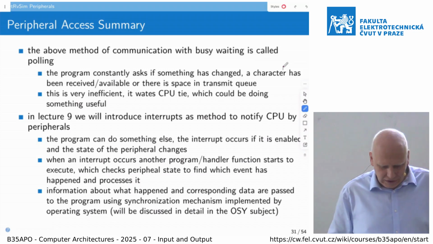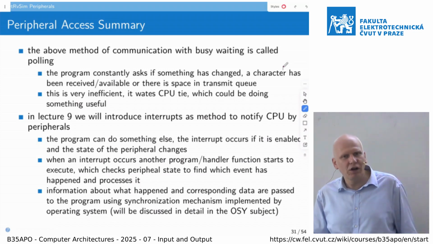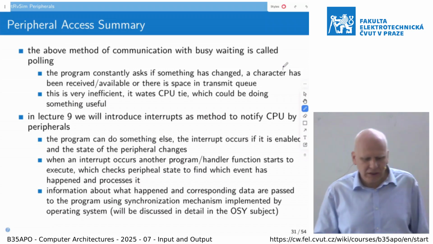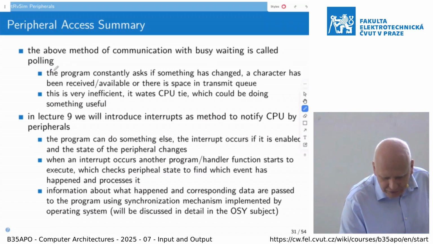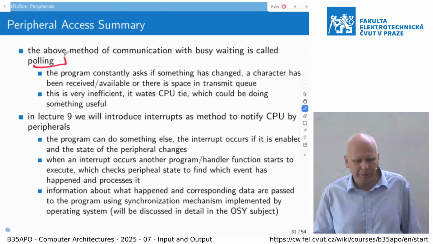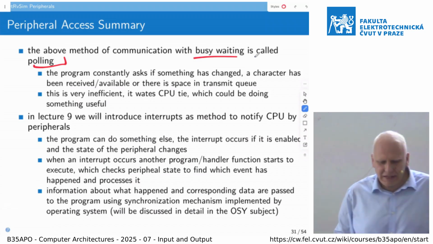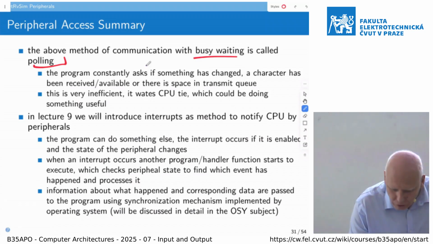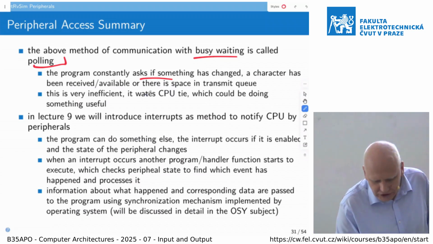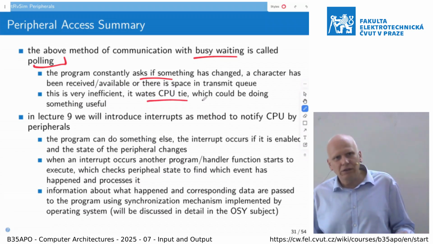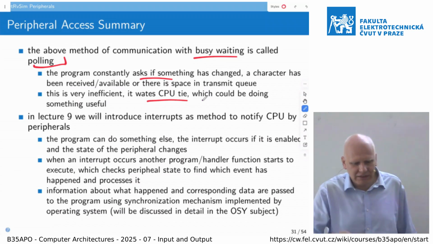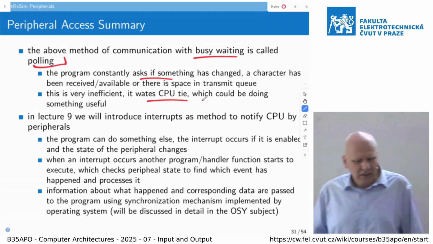So relatively easy. Okay, so if we go to the summary of peripherals access up to this point, then we have seen that this method which we use on the QtRvSim in this example was busy waiting. The program constantly asks if something has changed, and it is inefficient because the CPU cannot use its time for something else. Instead, it wastes the time to ask again and again the peripheral.